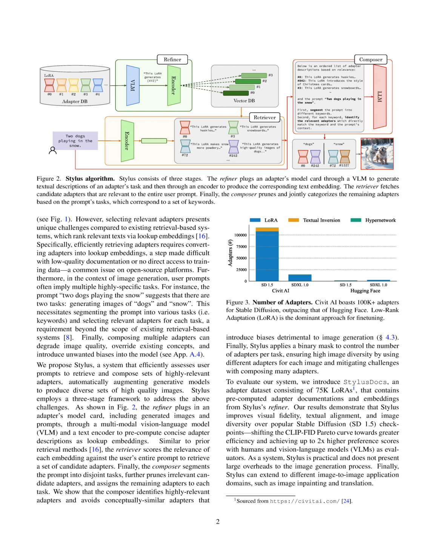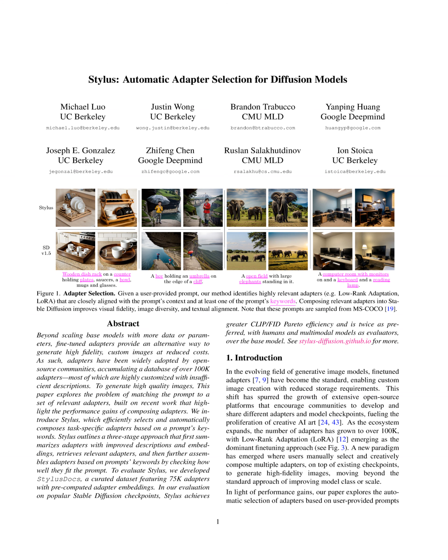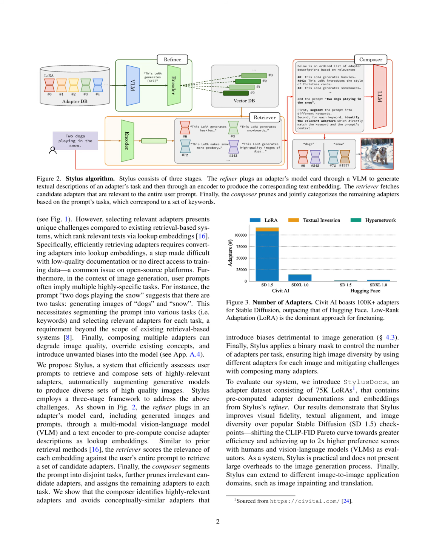Stylus employs a refiner to generate textual descriptions and embeddings of adapters, a retriever to fetch the most relevant adapters based on similarity metrics, and a composer to segment prompts into tasks and assign retrieved adapters to each task. This approach ensures that only highly relevant adapters are selected and composed, leading to improved visual fidelity, textual alignment, and image diversity. Stylus outperforms existing retrieval-based systems by efficiently assessing user prompts to retrieve and compose sets of highly relevant adapters, automatically augmenting generative models to produce diverse sets of high-quality images.